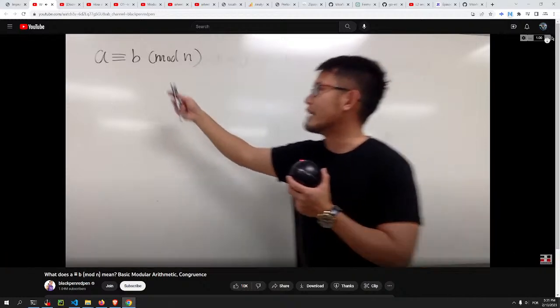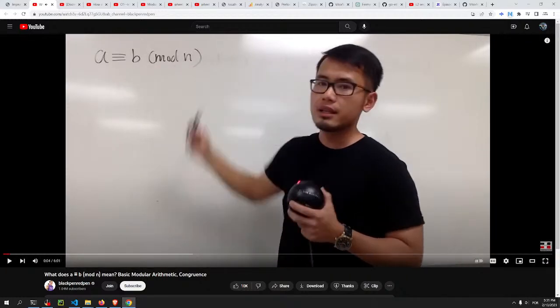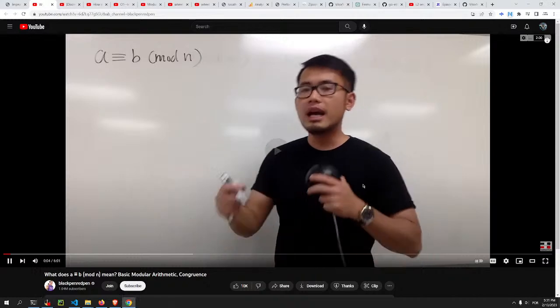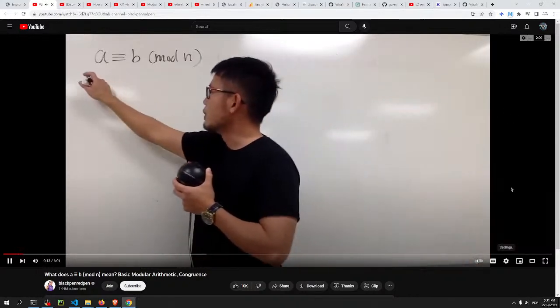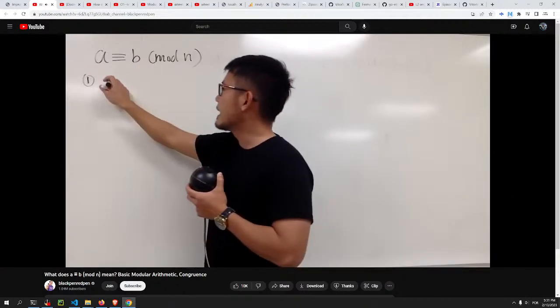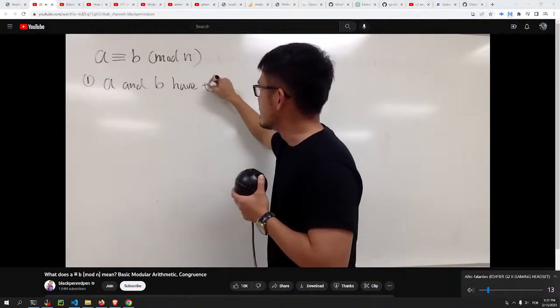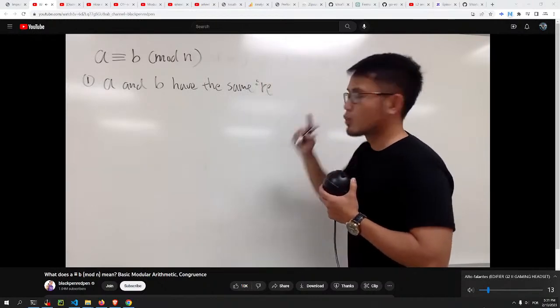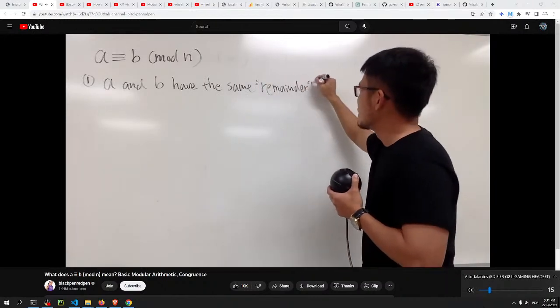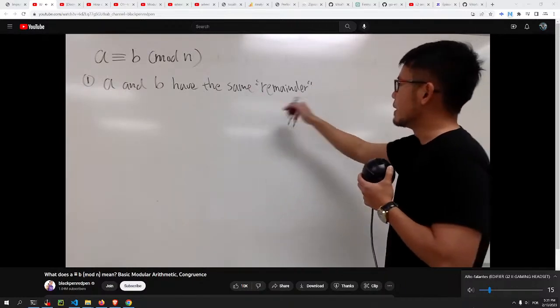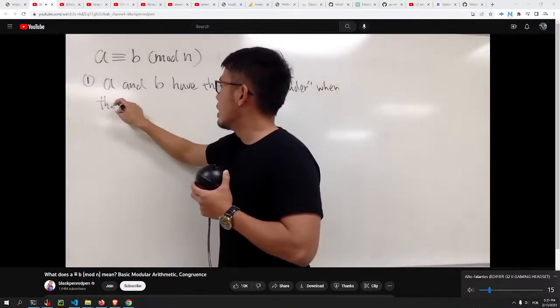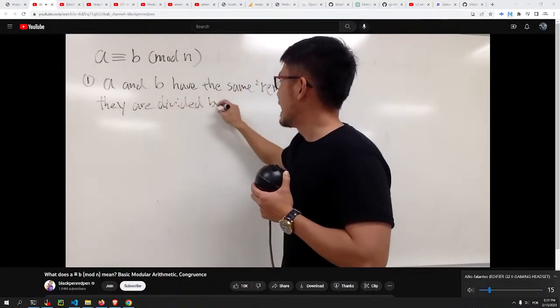This means when we have A is congruent to B mod n, all the following are pretty much equivalent, and depending on the situation, you can interpret them differently, okay? So perhaps the first thing I want to tell you is that when we have A is congruent to B mod n, this means that A and B have the same "remainder". I put quotation marks on the word remainder, because sometimes when we're talking about these kinds of things, you may end up with negative remainders. That's why I put quotation marks. A and B have the same remainder when they are divided by n, okay?